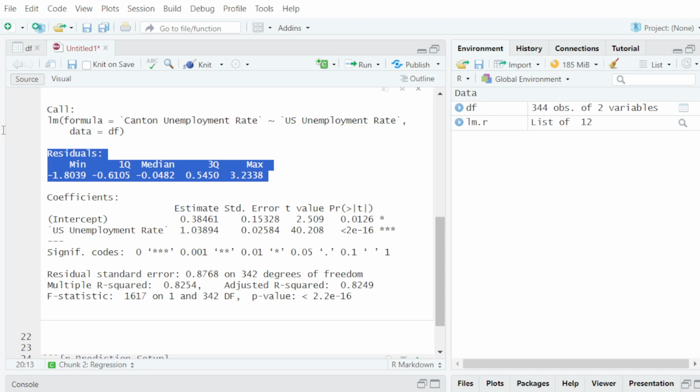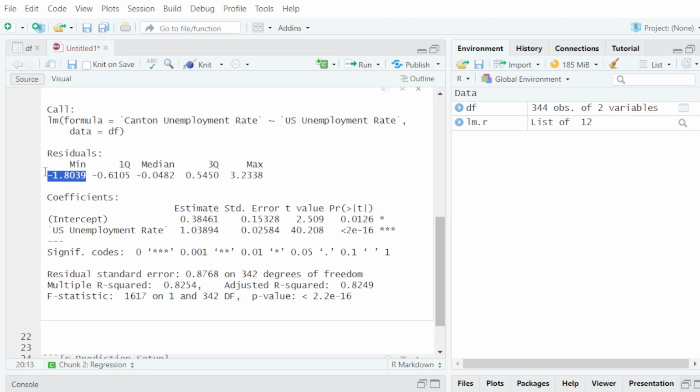So what we found is that the smallest residual here is negative 1.8. Now it's not smallest in magnitude, that's most negative. The maximum was 3.2338. So it looks like our range of error can go anywhere from undershooting by about 2% to overshooting by about 3 percentage points, since unemployment rates are measured in percentage points. All right, so there's a significant range of errors here, but most of the time it does look like we stay within roughly 0.5, 0.6, something like that. So that's our first quartile and third quartile. Our median is right around zero, which is what we'd hope for.